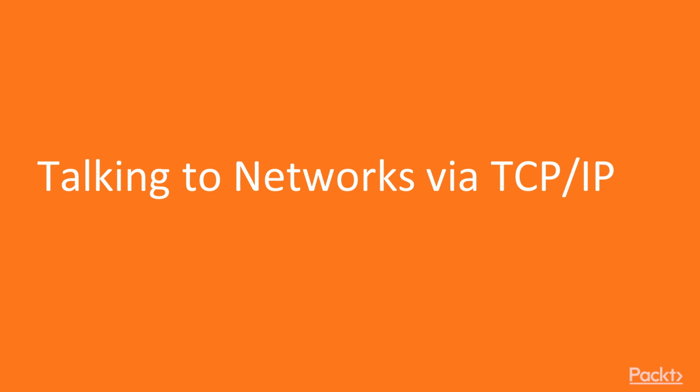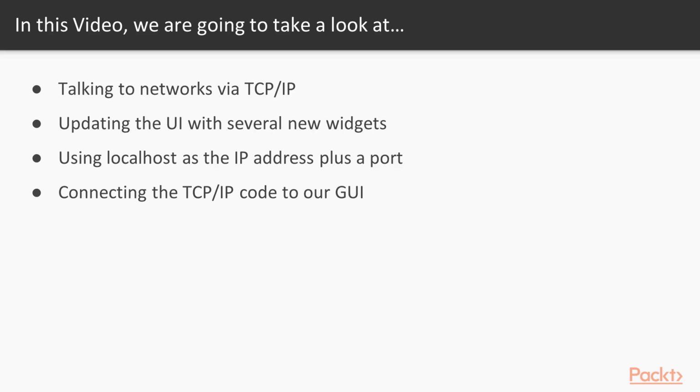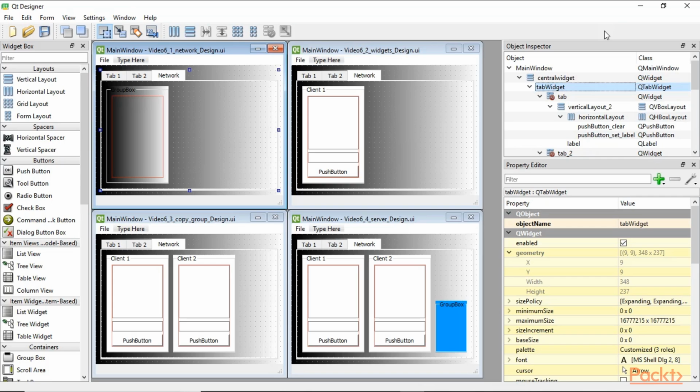In the previous video, we created executables with PyInstaller. In this video, we will be talking to networks via TCP IP. We will be updating the UI with several new widgets. We'll be using localhost as the IP address plus a port, and we will be connecting the TCP IP code to our GUI code. We start by inserting a new page after the current page.